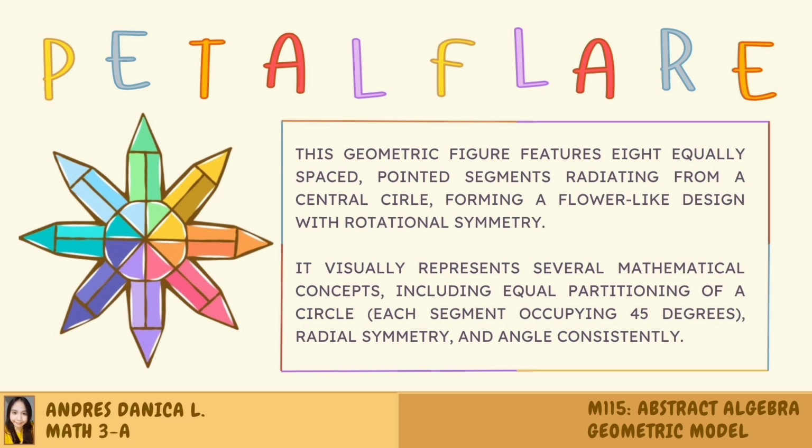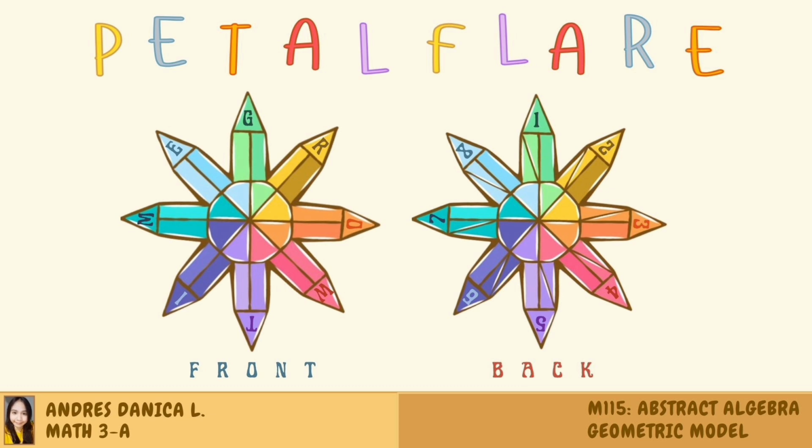This geometric figure features 8 equally spaced pointed segments radiating from a central circle, forming a flower-like design with rotational symmetry. It visually represents several mathematical concepts, including equal partitioning of a circle, each segment occupying 45 degrees, radial symmetry, and angle consistency. These are the elements in front and back.